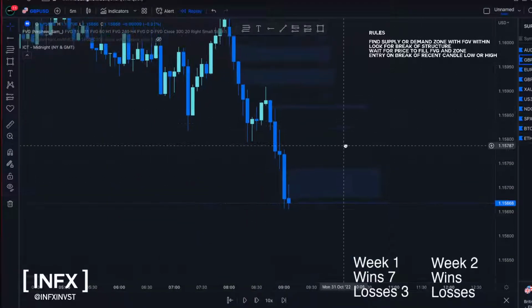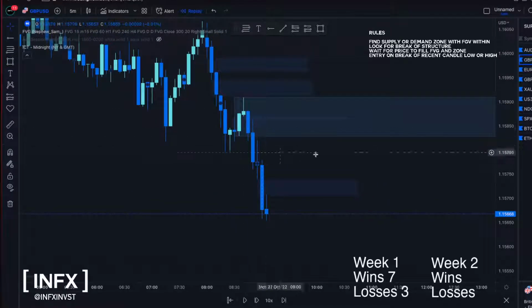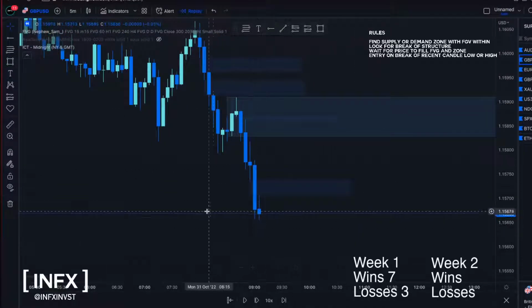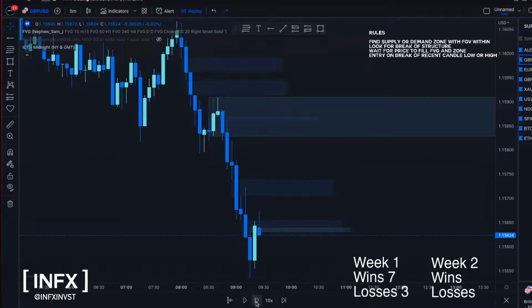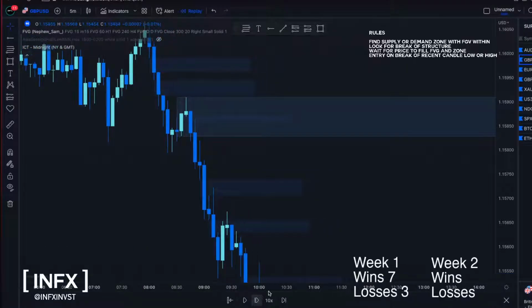Okay. New setup. Supply zone. Fair value gap in the middle. Big displacement, breaking structure to the left. So if price can come back up into that zone, that would be really nice. If it doesn't, it doesn't.